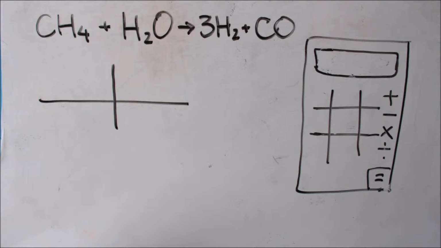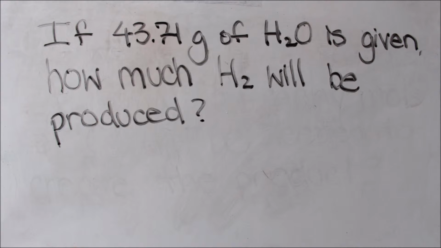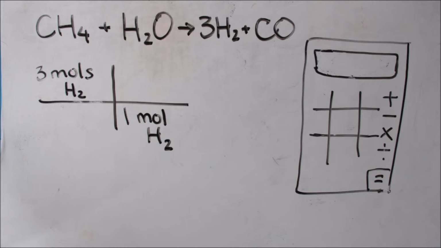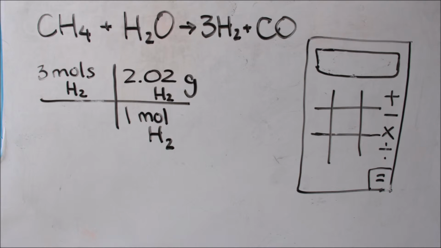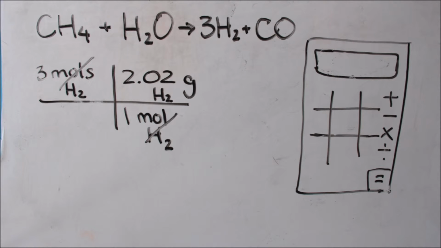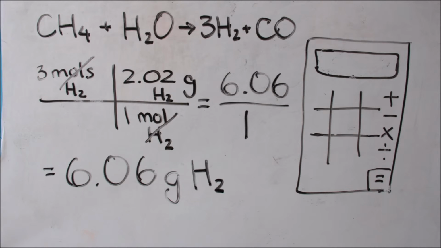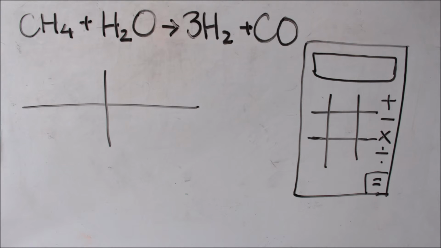Now let's do a problem involving converting moles to grams. So we are given an equation CH4 plus H2O yields 3H2 plus CO. And if 43.71 grams of H2O is given, how much H2 will be produced? Well, first things first, we must convert 3 moles of H2 into grams. We are given 3 moles of H2. 1 mole of H2 has 2.02 grams. Multiply the top and divide by the bottom number. This gives you around 6.06 grams of H2. Now save this number for the next problem.